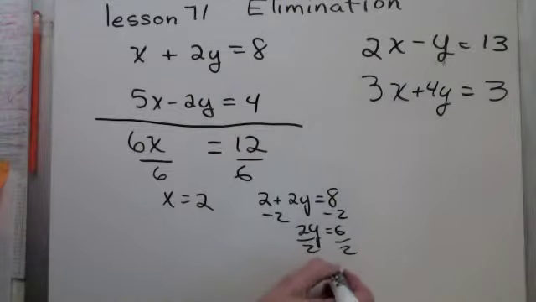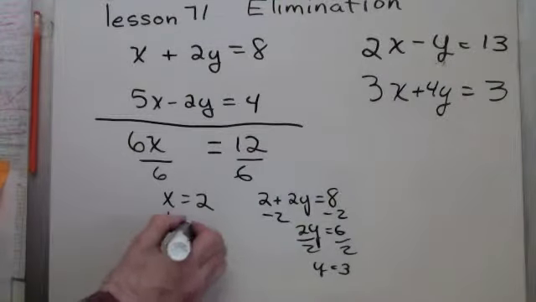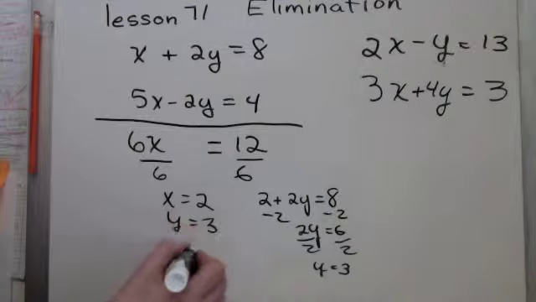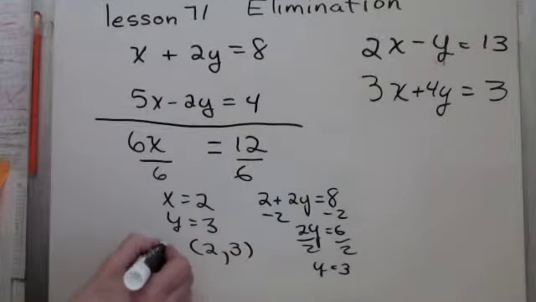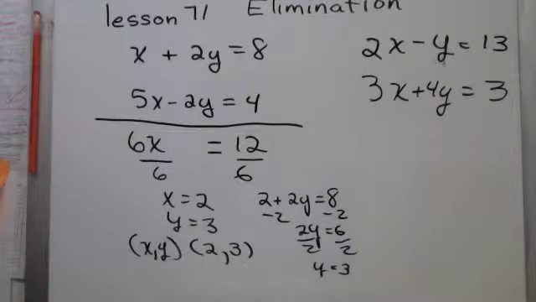You agree? So solving by elimination, I get x is 2 and y is 3. I should put my answer in an ordered pair, (2, 3). Remember, the standard for the ordered pair is x first and y second. So you can do that. All right, here's another one for elimination.